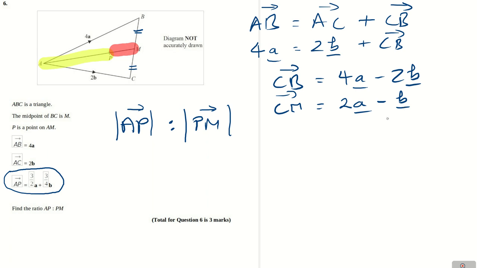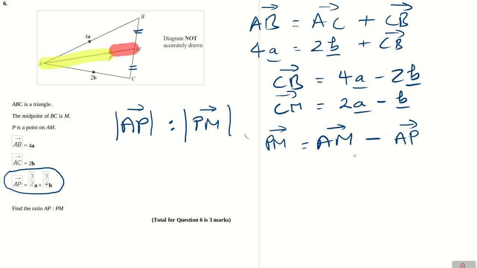Now, what I'm going to try and do is work out, we know what the vector AP is, I need to try and find the vector PM. Now the vector PM is going to equal the vector from A to M minus the vector from A to P. So PM is AM minus AP. Okay, and we know what AP is, it tells us.